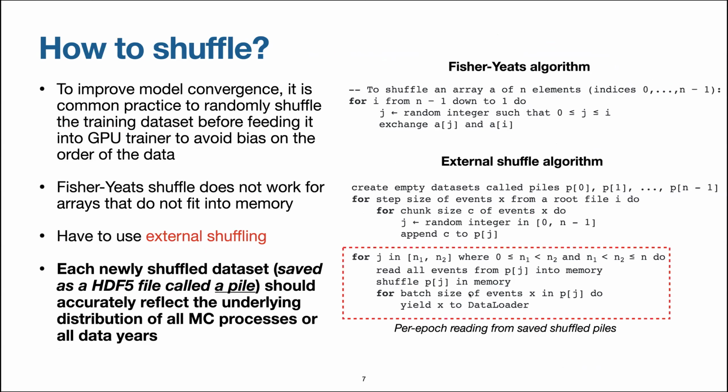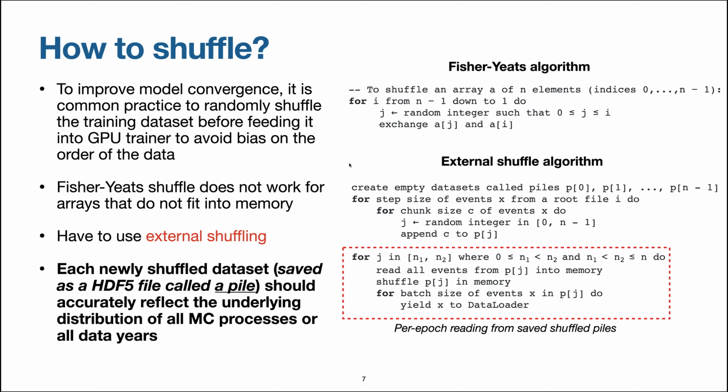Okay. So what I talked about solves the first issue, which is how to read large datasets and how to manipulate them to get something you want. Now the second issue is that we need to shuffle our data, to improve model convergence. This is a common practice in machine learning, and it avoids bias from the order of the data.